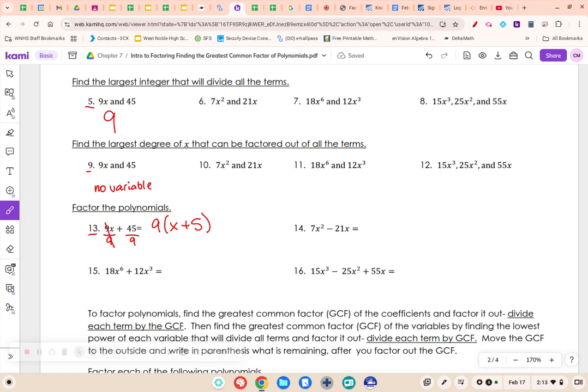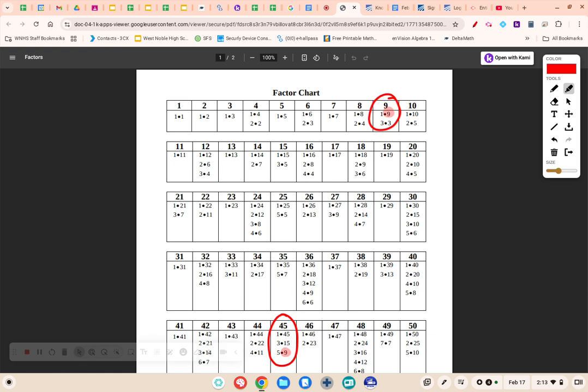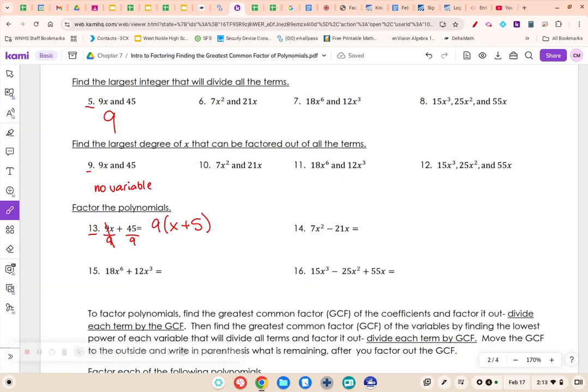All right, on to question 6. I'm looking for the biggest number I can take out of 7 and 21. If I look at my factor chart, 7 and 21, the biggest number that exists in both is 7. So my answer is 7 here. Letters, we don't have a factor chart for. You're just looking for the thing with the largest degree of x that can be factored out of all the terms. Well, that's just x, okay?